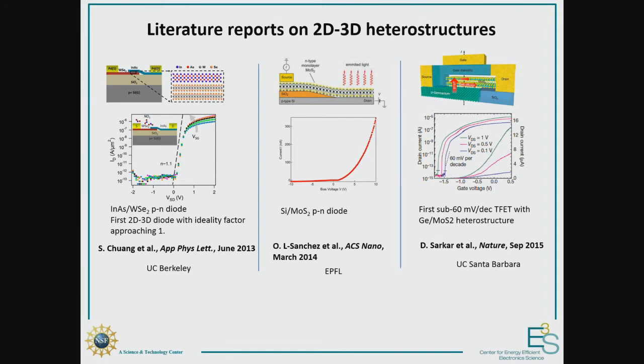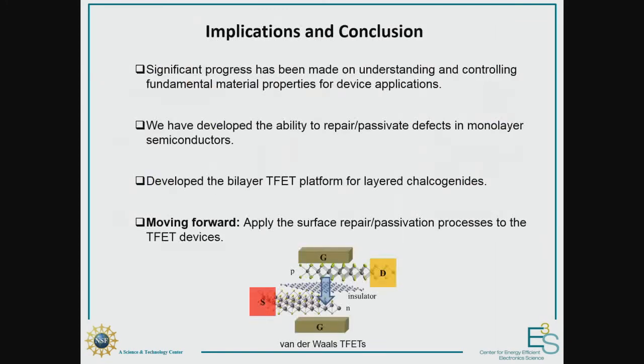Since then, there have been multiple works on crystalline silicon, molybdenum sulfide. People have also observed p-n junctions. And most recently, just yesterday, in fact, there have been interesting results from Santa Barbara where they used germanium, molybdenum sulfide, and they were able to see band-to-band tunneling, and they reported pretty steep swings at low current levels. So this is a field that is moving very rapidly. There has been a lot of progress with understanding the fundamental material properties and controlling them.